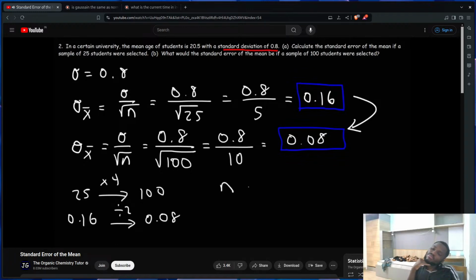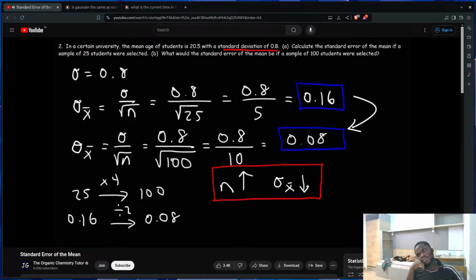So anytime you increase, if you quadruple the value of n, the standard error will decrease by half. It's an inverse relationship, and the reason being there's a square root n on the bottom. The square root of 4 is 2. But nevertheless, as you increase the sample size, the standard error decreases. And so you're going to get a more accurate answer. That means the mean that you get for your sample has a higher accuracy if the standard error is less.